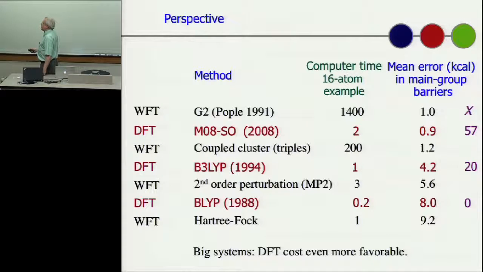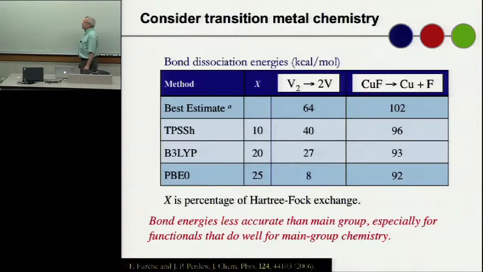I talked about Hartree-Fock exchange. This is the percentage of Hartree-Fock exchange. BLYP has no Hartree-Fock exchange. That's one of the reasons it's less expensive. That does add to the cost. B3LYP has Hartree-Fock exchange, 20%. M08-SO has 57% Hartree-Fock exchange. Now what happens is these properties here get better as you add Hartree-Fock exchange, but other properties get worse. So the question is, can you find a functional that works for everything?